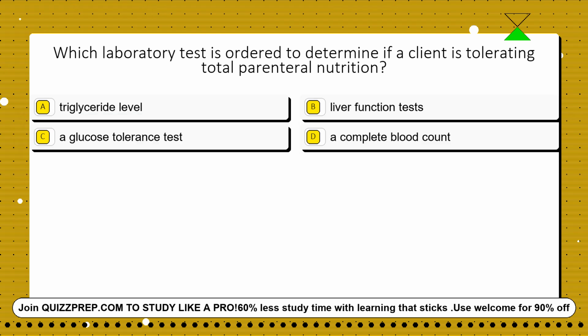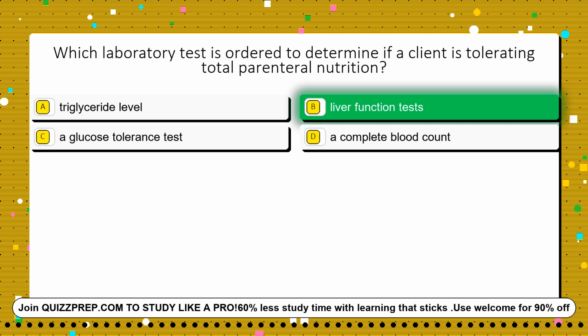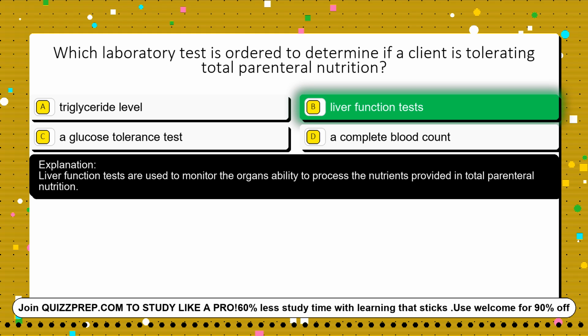Question 89. Which laboratory test is ordered to determine if a client is tolerating total parenteral nutrition? Option A, a triglyceride level. Option B, liver function tests. Option C, a glucose tolerance test. Option D, a complete blood count. The correct answer is option B, liver function tests. Liver function tests are used to monitor the organ's ability to process the nutrients provided in total parenteral nutrition.